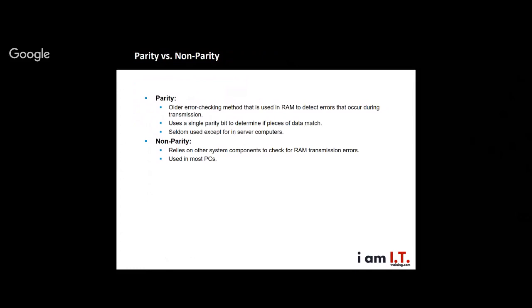Parity versus non-parity. Now again, that's that one extra bit. Whenever parity is used, the data transmission has 8 bits of data, and then there's a 9th bit that's being added, and that 9th bit is the parity bit. And all we use it for is to determine if a piece of data is equal to another piece of data.